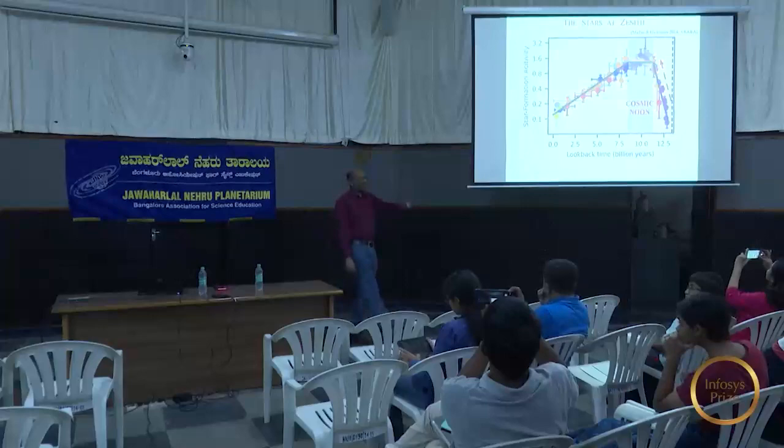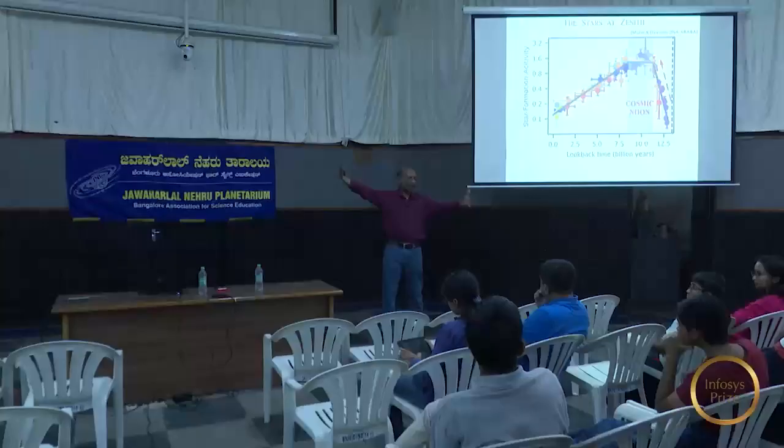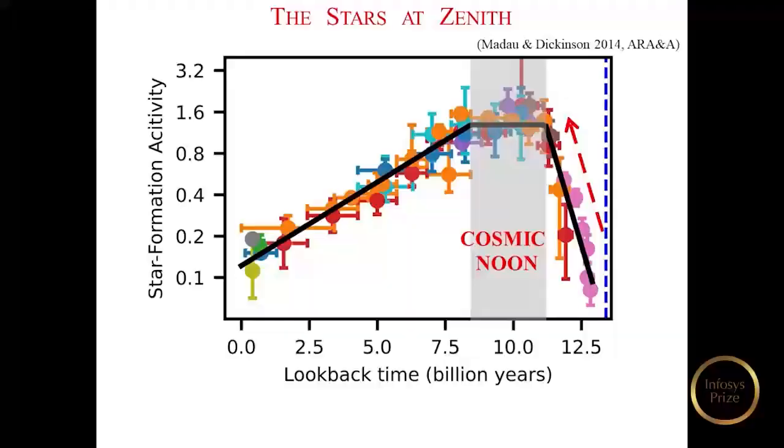So an individual galaxy might produce more stars or less stars. But if I take a large number of galaxies and average over them, and ask how many stars are produced by all these galaxies, it turns out that over this very long period of 2 billion years, things were fairly quiet. The universe was at the peak of its star formation activity, and it just stayed there. Why this happened, we do not know as yet. So that's one of the big open questions in galaxy formation.